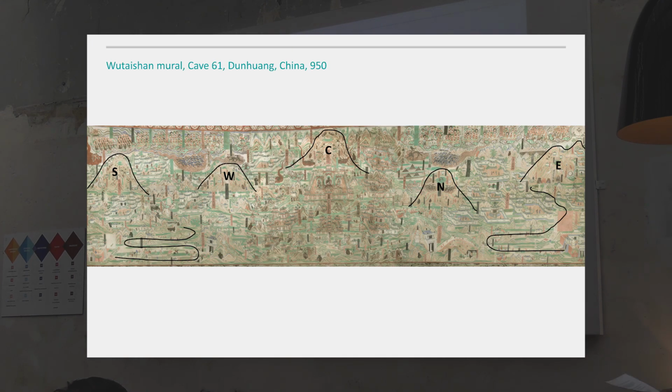So this is what the mural looks like today. I'm sorry about the lack of definition here, but hopefully we'll be able to see some of it when I get a little closer. It represents Wutaishan, which means Five Terrace Mountain. It's a famous pilgrimage site in central China. So I've drawn some outlines here so you can see the 5 peaks. And I've labeled them with the cardinal directions.